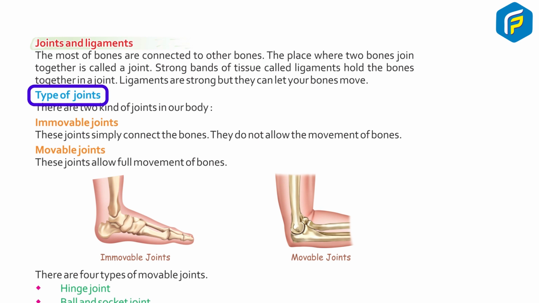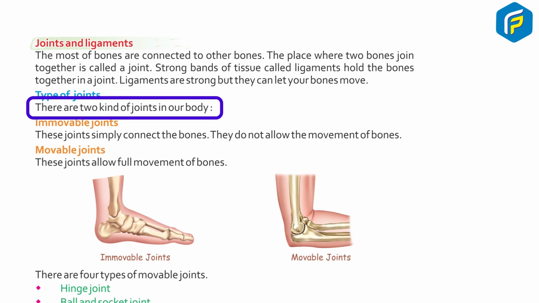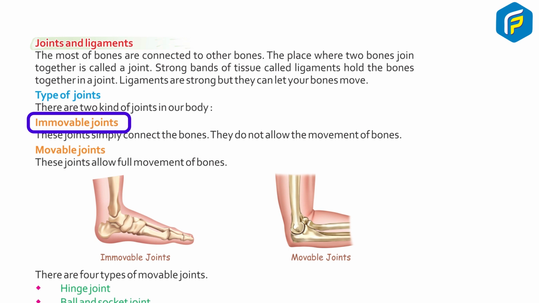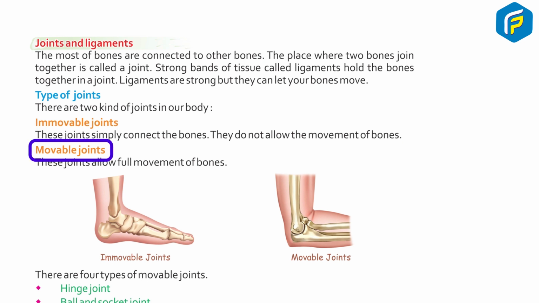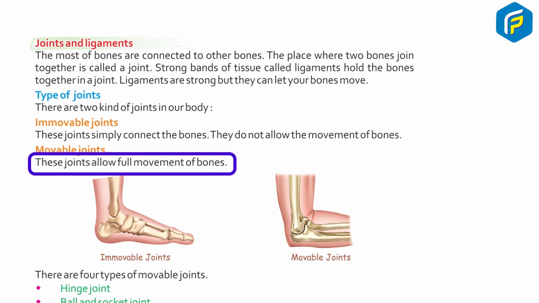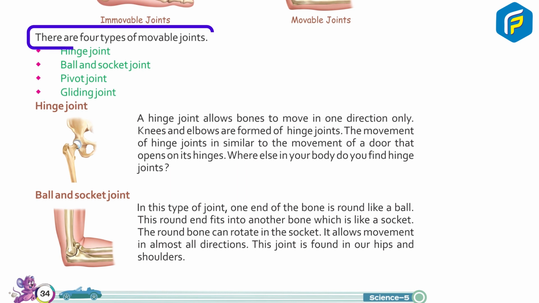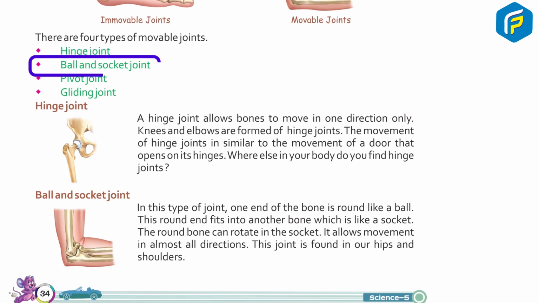Types of joints. There are 2 kinds of joints in our body. Immovable joints. These joints simply connect the bones. They do not allow the movement of bones. Movable joints. These joints allow full movement of bones. There are 4 types of movable joints: hinge joint, ball and socket joint, pivot joint, gliding joint.